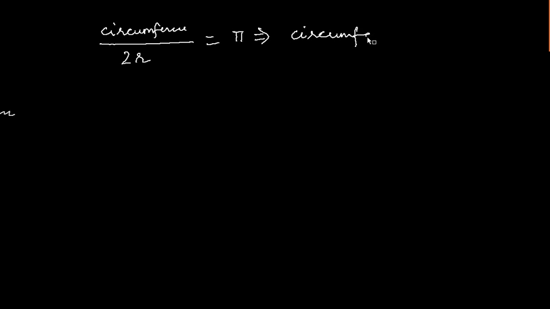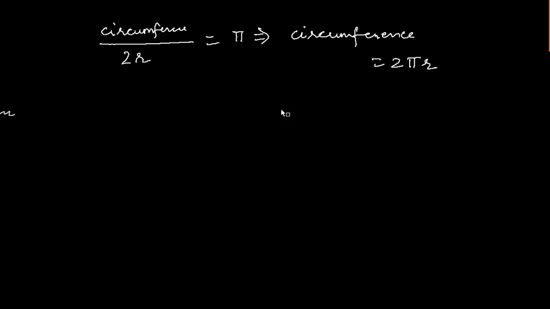What we proved is that circumference upon 2r, if r is the radius, is equal to pi. So it means that we proved that circumference is equal to 2 pi r. We proved that the circumference of a circle is 2 pi r.